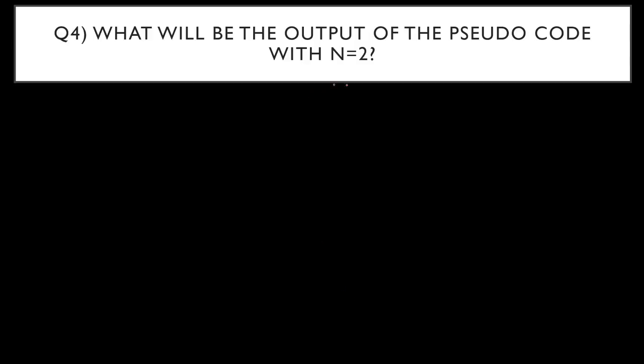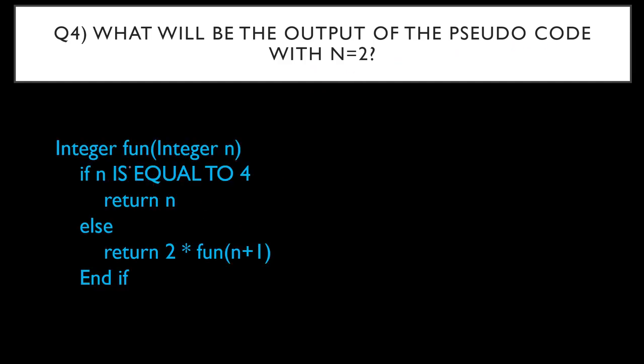So what will be the output of the pseudocode with n is equal to 2? So with n is equal to 2, what will be the output? So integer fun integer n. This is a function which takes an integer n as an input and returns an integer. This is the return type, something like a C programming function declaration.